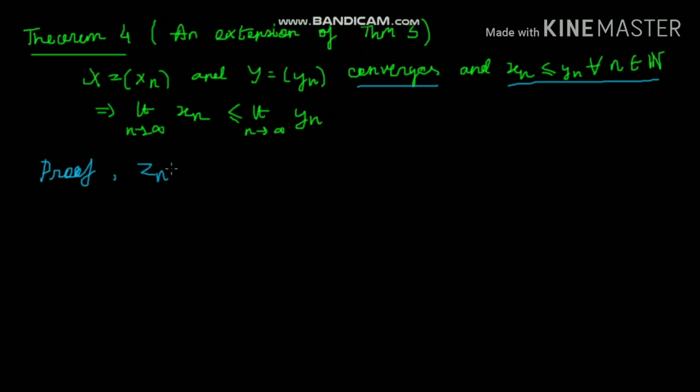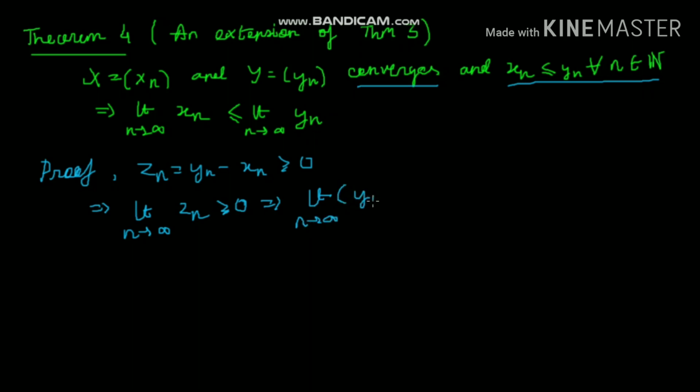Once again, for the proof, what we do is we let z of n be a sequence which is defined by y of n minus x of n. So from the basic definition and the given condition, we can say that z of n is greater than or equal to 0 for all n belonging to natural. Then applying theorem number 3, we can write limit as n tends to infinity of z of n is greater than or equal to 0. Now, z of n is y of n minus x of n, so we can write limit as n tends to infinity of y of n minus x of n is greater than or equal to 0.